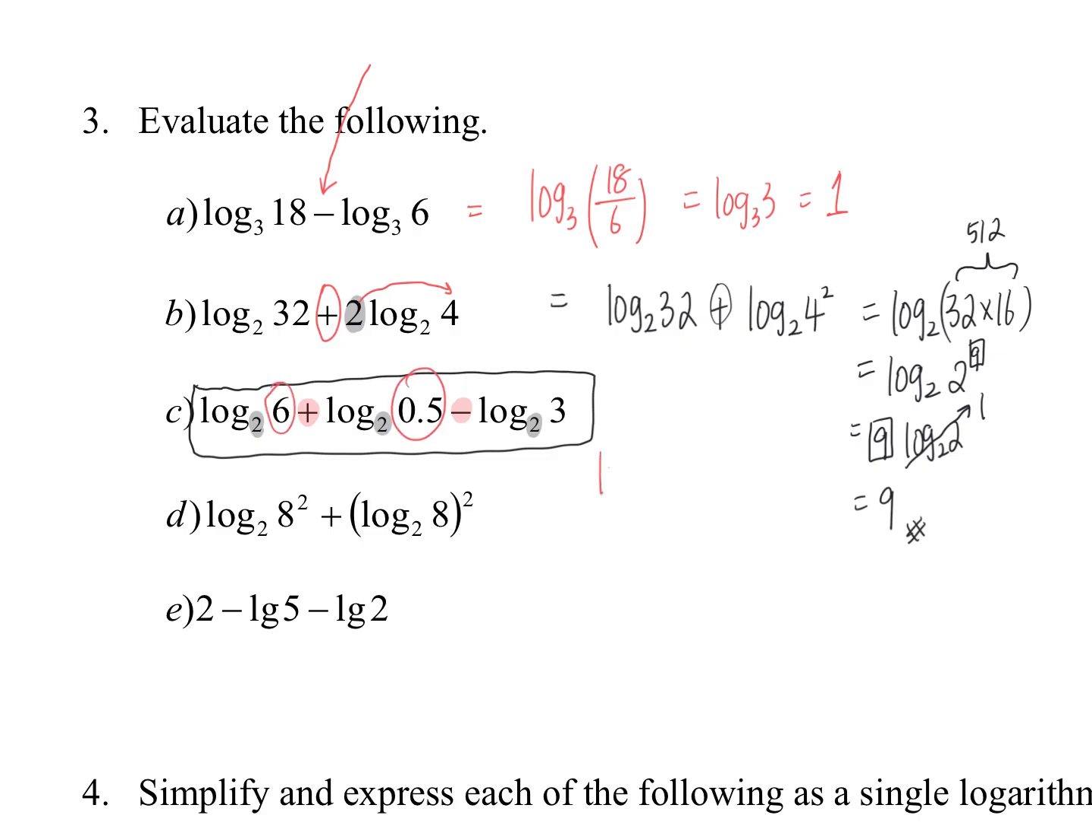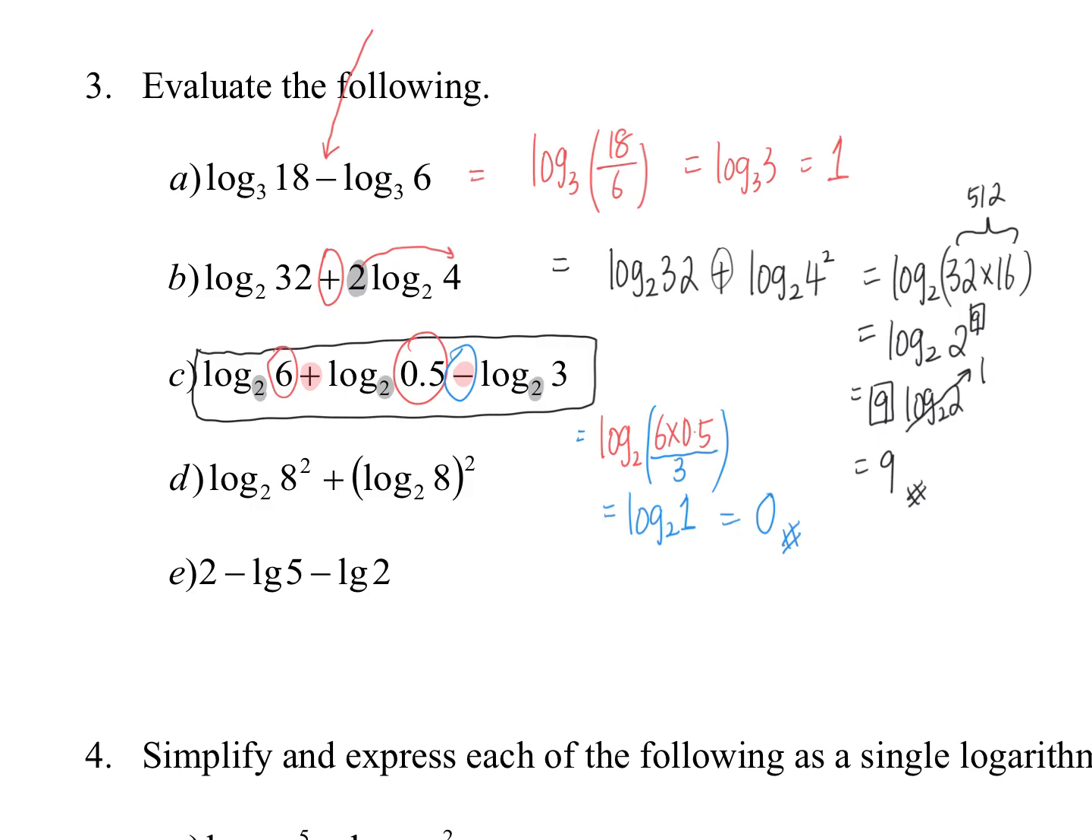You multiply, right? So these two, I multiply 6 times 0.5. When it's minus, what do I do? Divide. So this thing divided by 3. So 6 times 0.5 divided by 3 is 1. So log of 1 is 0. That's all. So just follow the rules dutifully. Then it is just you solving the problem.